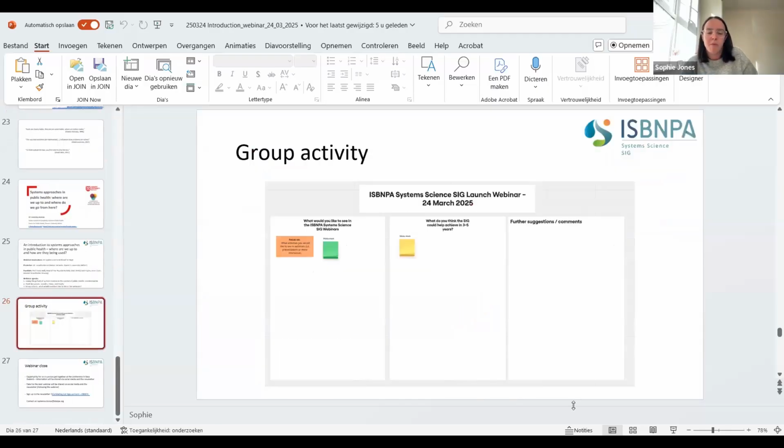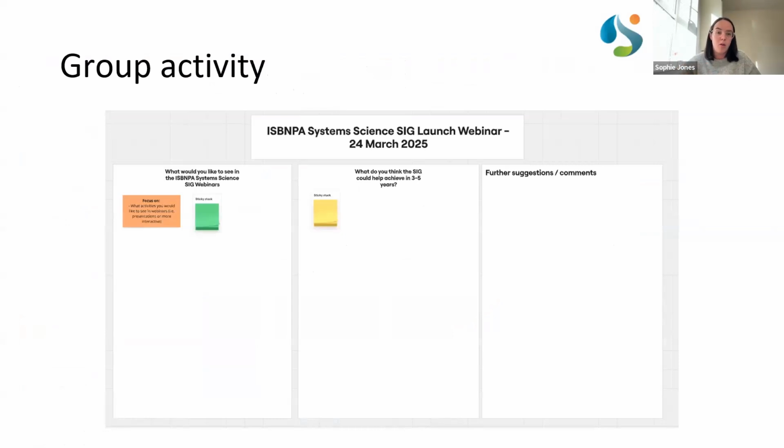But we are going to move to a group activity now for the last 10 minutes. We are going to share a link to move towards a more breakout room style session. There's going to be a link posted in the chat, and if you just follow that link, within the breakout rooms we're going to be looking at these 3 questions. What would you like to see from the ISBNPA Systems Science SIG webinars? What do you think the SIG can help us achieve in 3 to 5 years? And then any further questions or comments, and any other insights, are also areas of discussion. A link should be shared in the chat now to go to the rooms, and then we'll be allocated to breakout rooms from that link.